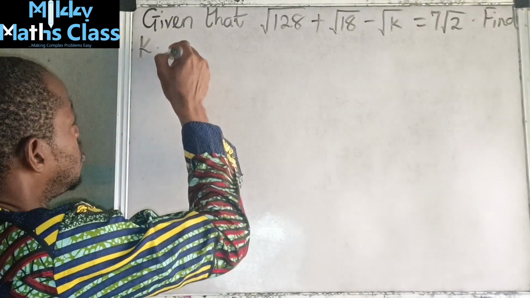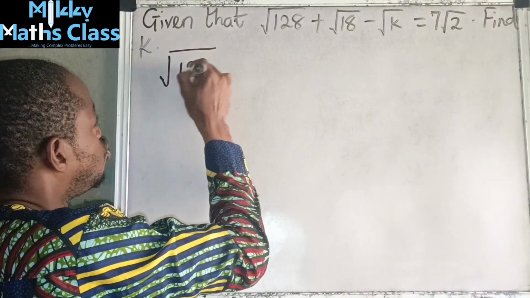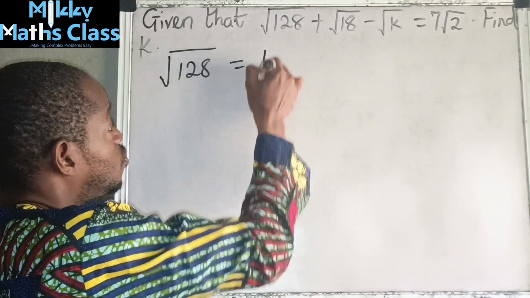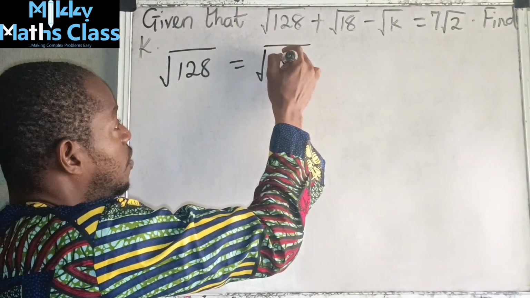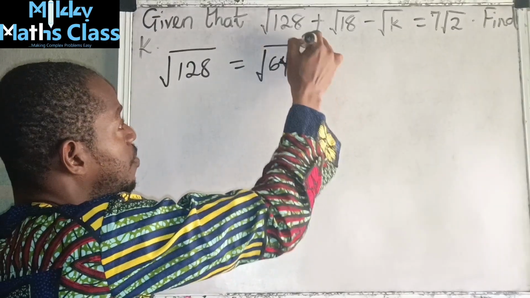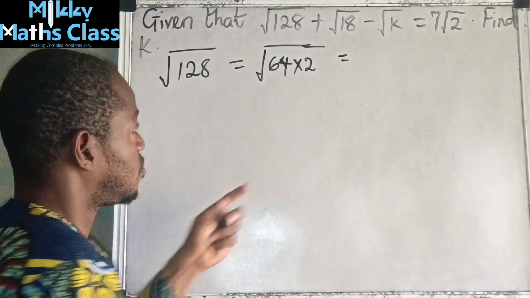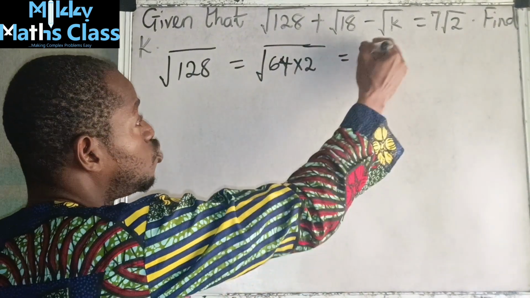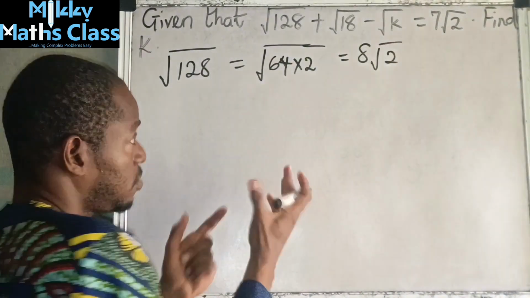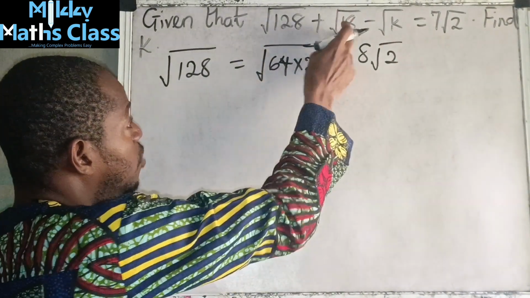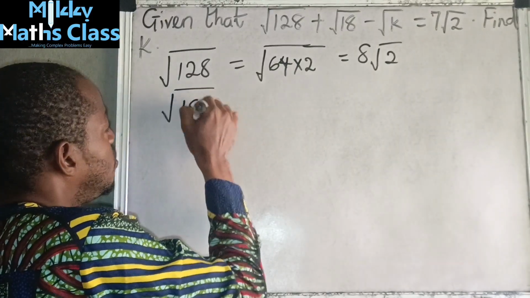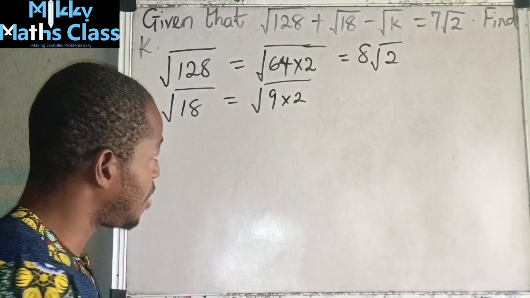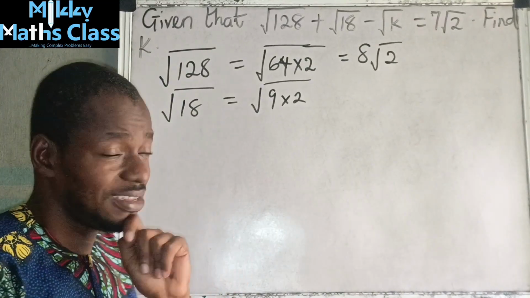So the first thing, root 128 is the same thing as root 64 times 2, which is the same thing as the square root of 64, which is 8. So that's 8 root 2. Break them down individually. Now root 18 is the same thing as root 9 times 2. Now I split it into a number I can take the square root of.